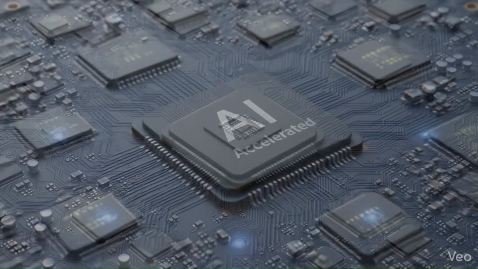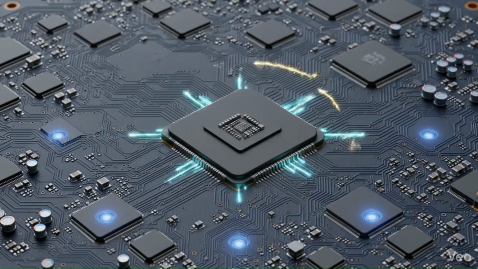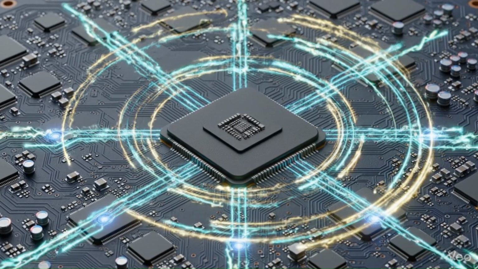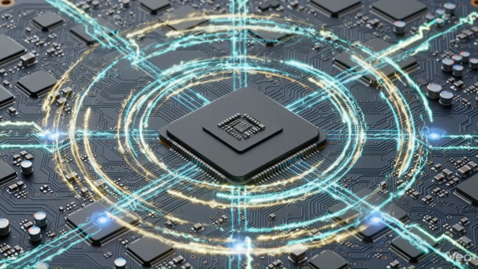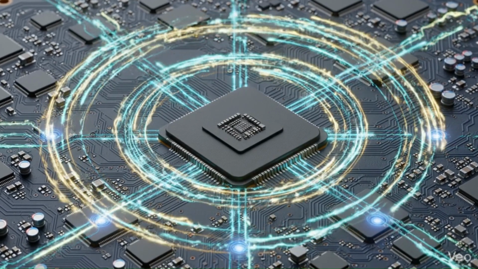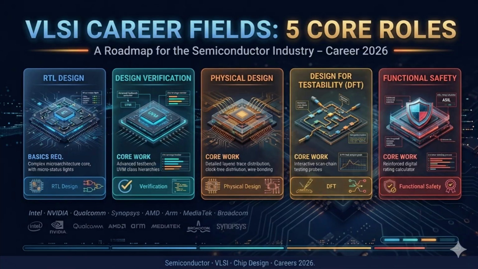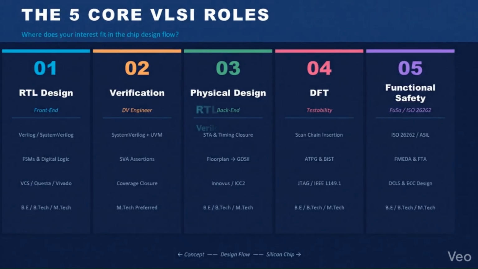Think of it like building a skyscraper. One team draws the blueprints, another checks for errors, another lays the foundation, another tests the structure. VLSI is the same. Each role handles a different phase of chip making. Here are the 5 main roles you'll see in every semiconductor company. Let me walk you through each one, simply.